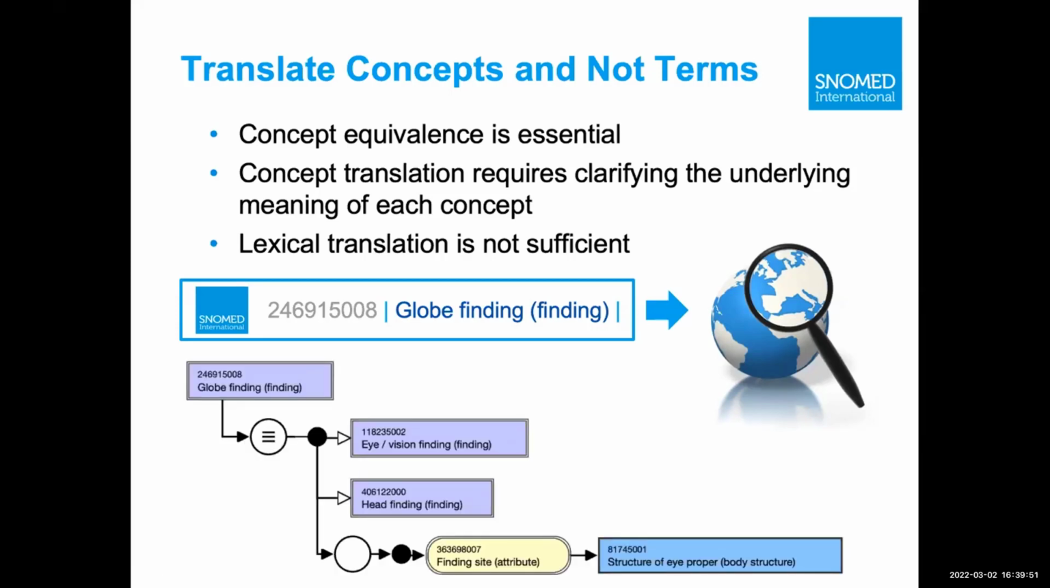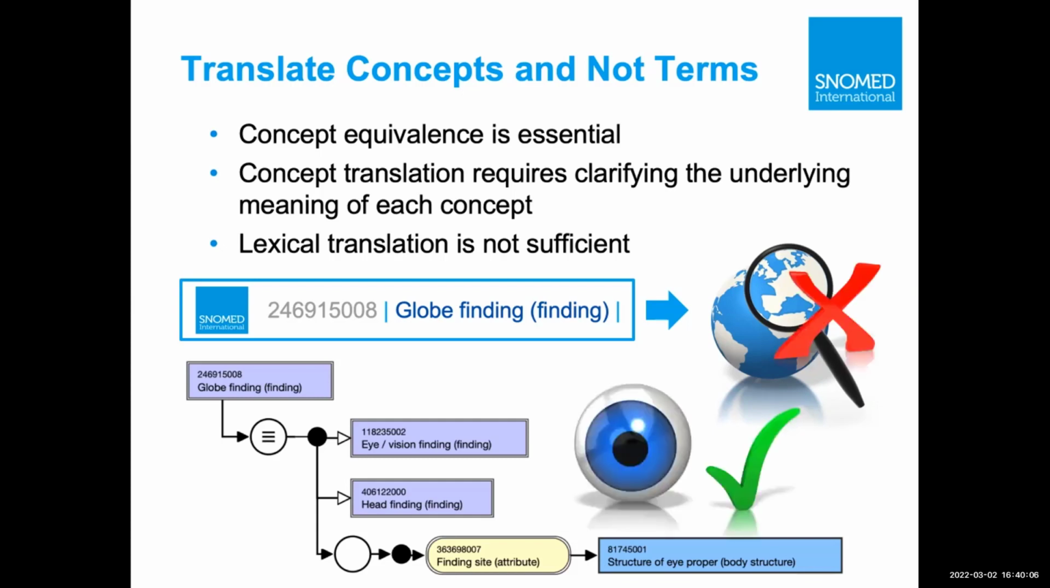If we explore the definition of this concept, we can see that it is a subtype of the concepts eye, vision finding, and head finding. And furthermore, this concept has a finding site of structure of eye proper. With this information, translators are much better informed to translate this concept into the words used to represent the eyeball.